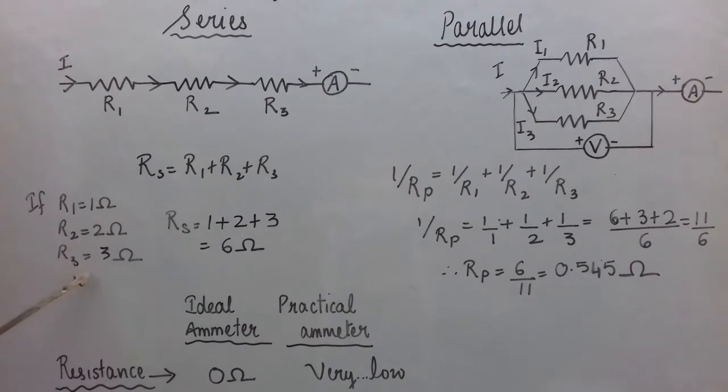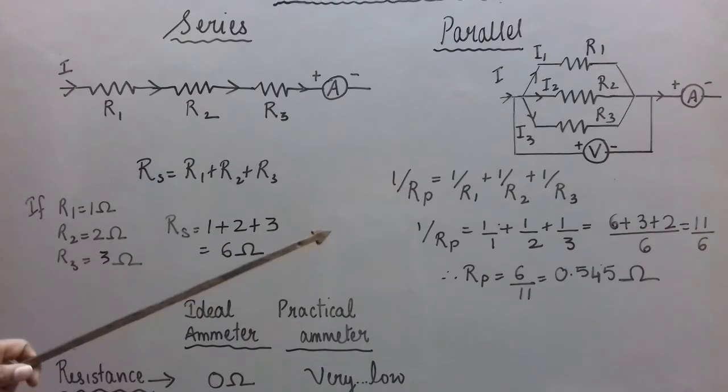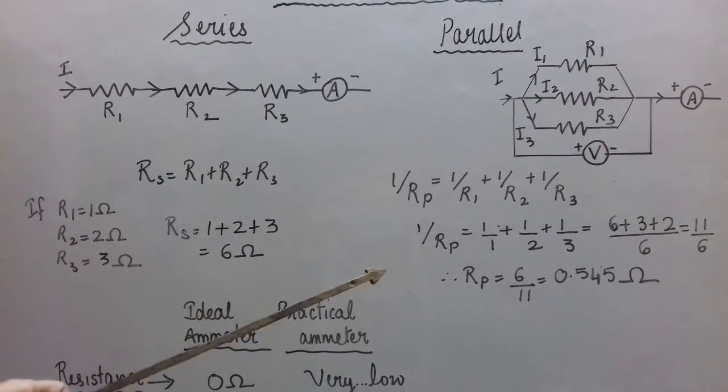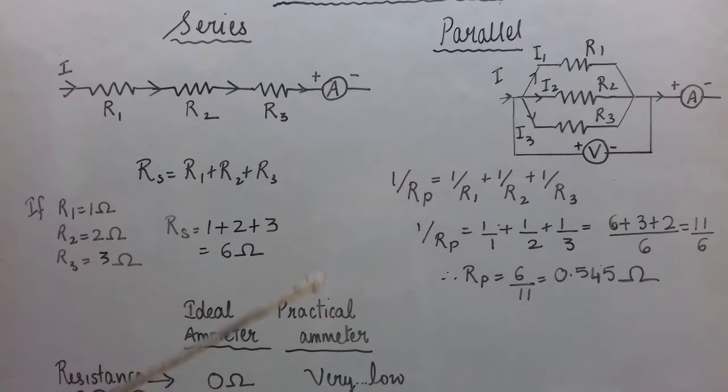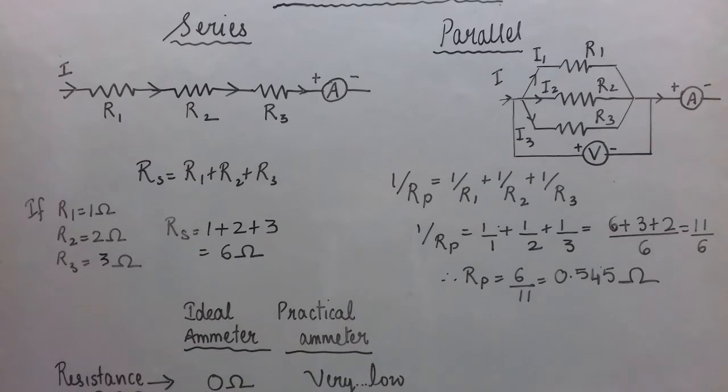Then the equivalent resistance Rp will be given by 1 over Rp. Just put the values for R1, R2, R3 as 1, 2, 3 ohms respectively. After doing the calculations, we get 1 over Rp is 11 by 6, and Rp is 6 by 11, that is 0.545 ohm.